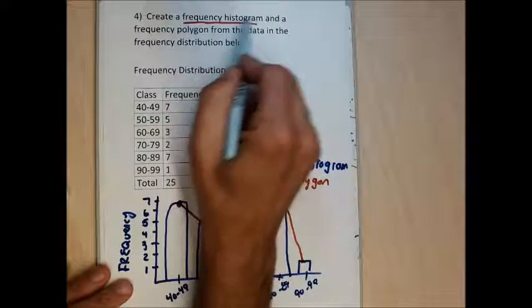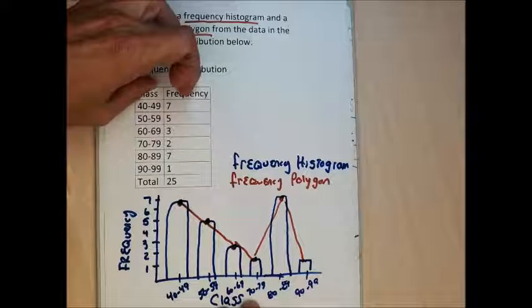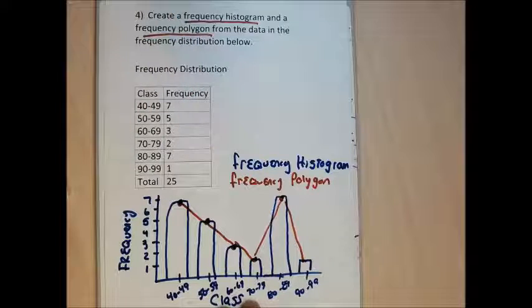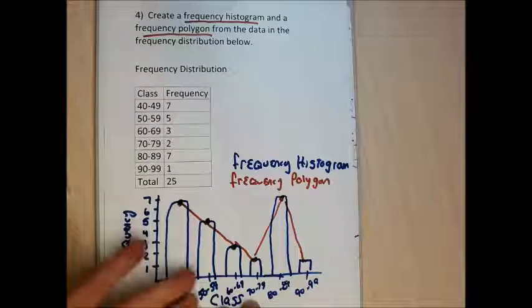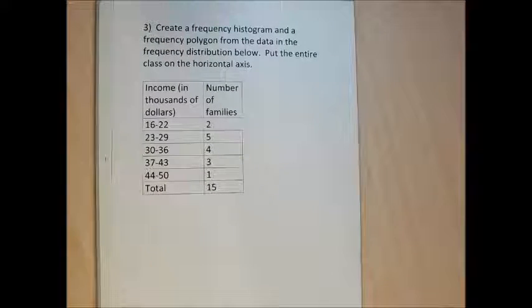I have my frequency histogram, I have my frequency polygon, all on the same graph. I have my x and my y-axis labeled with the data from the frequency distribution, and I didn't connect my bars this time, but it doesn't matter. I will never take points off if you do or don't. There isn't like an industry standard on whether the bars should be connected or not. So there's your problem 3. And you can pause the video and give it a go.